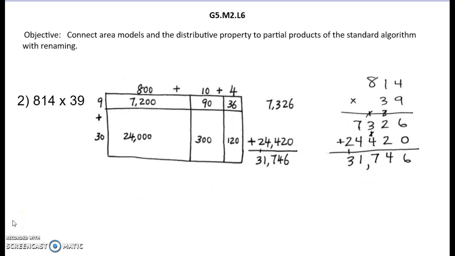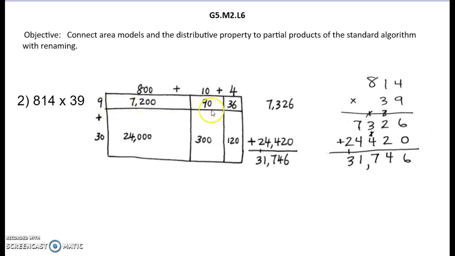This time let's look at a 3-digit by 2-digit number. So it's a little more complex, but again, the same strategies will apply to a 3-digit number. Now we're looking at 39 units of 814. So we're going to break up by place value, 800, 10, 4, and 30, 9. Always try to keep the smaller digit on top here. As we can see, it will line up with our standard algorithm.